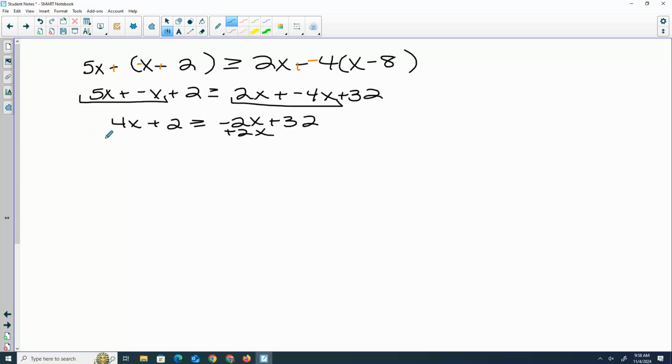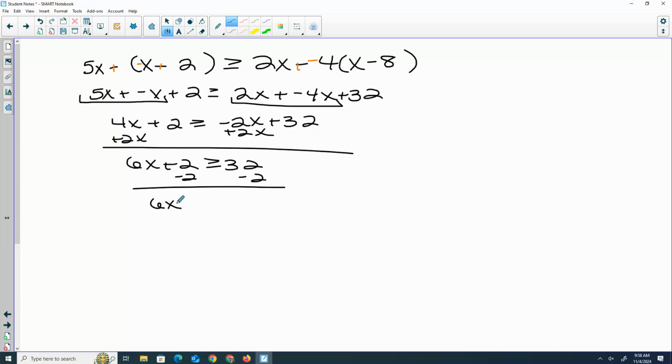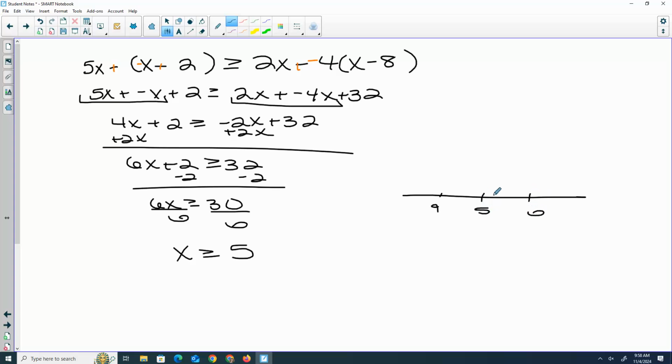So we can add over the 2x, subtract our 2, and then divide by 6. So x is greater than or equal to 5. Obviously you guys didn't have a number line, but if you did, equal to would be a closed circle, greater than goes to the right.